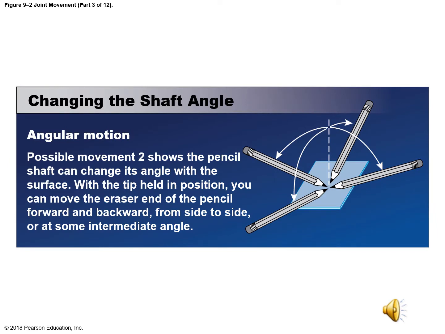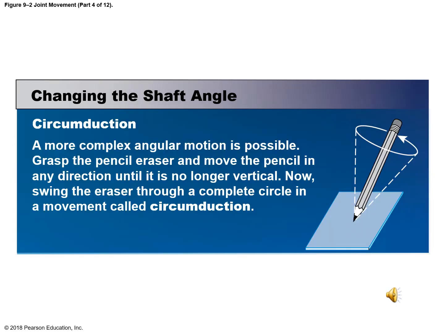Angular motion is going to occur when there's a change in the angle between the two articulating bones, such as bending at the elbow. Circumduction is a much more complicated angular motion. An example of this would be drawing a circle on the board with your arm. The result is that your hand moves in a circle, but your arm doesn't rotate. This is so complex, it's going to involve flexing of the arm, extension of the arm, adduction and abduction of the arm.